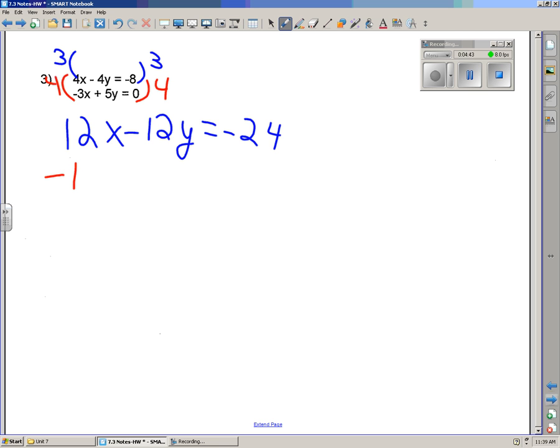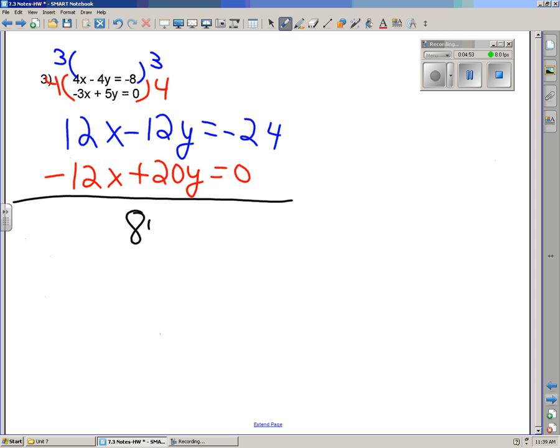Now I have a negative 12x plus 20y equal to 0. Well, what's great is the x's eliminate. And when I add the equations, I end up with 8y is negative 24, or y is negative 3. Choose an equation, either top or bottom. It doesn't matter. I'm going for the top one. It makes no difference.